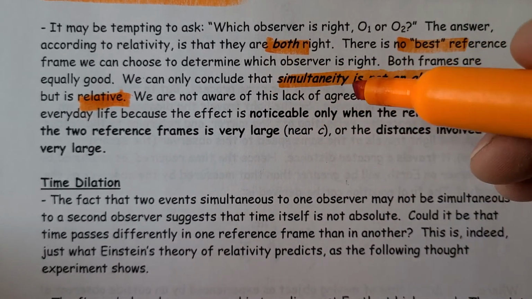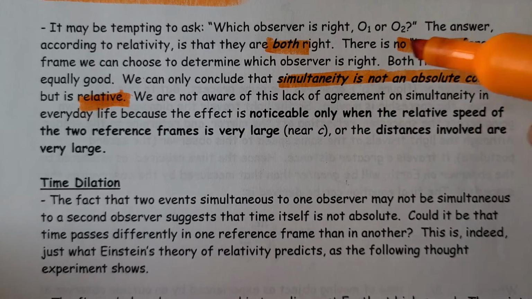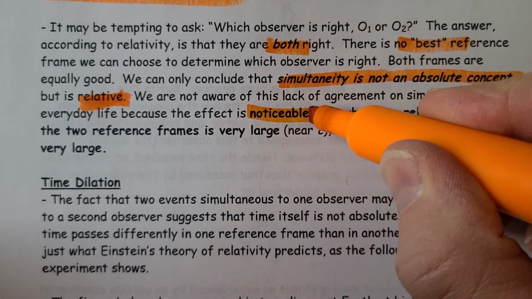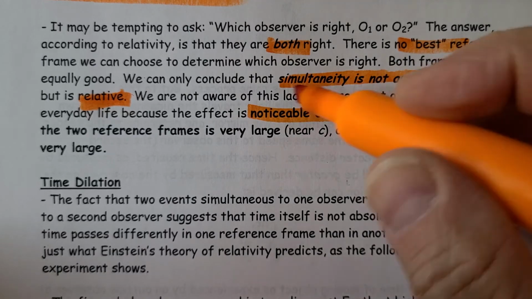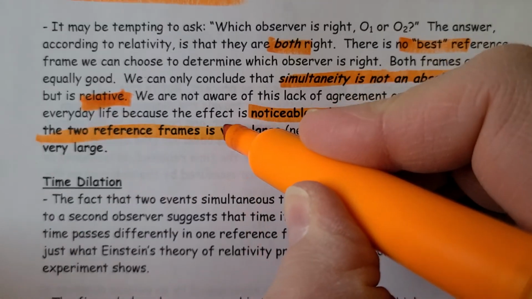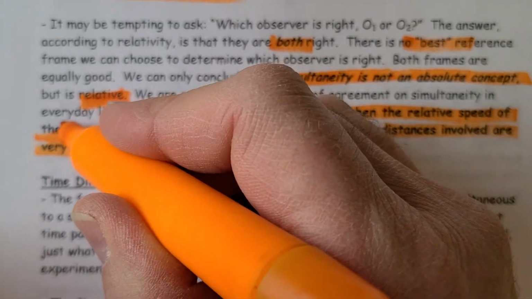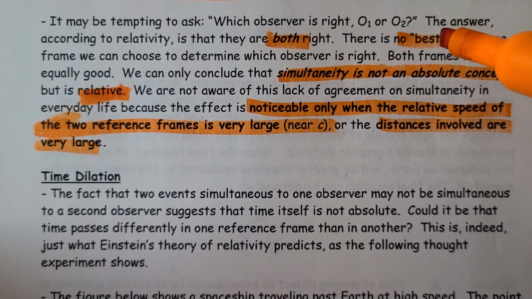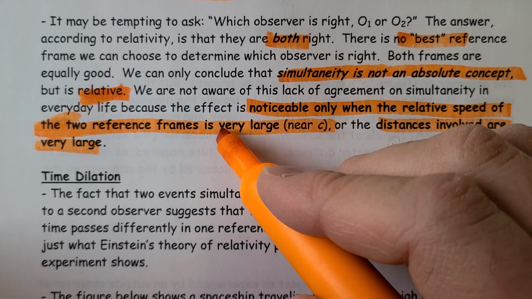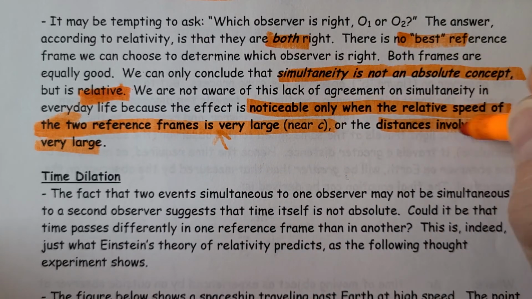Now, we're not aware of this in our everyday life because we're not usually traveling anywhere close to the speed of light. But if you could travel that fast, you would definitely notice these disagreements about simultaneous events. Likewise, with really, really big distances, we don't necessarily notice this.